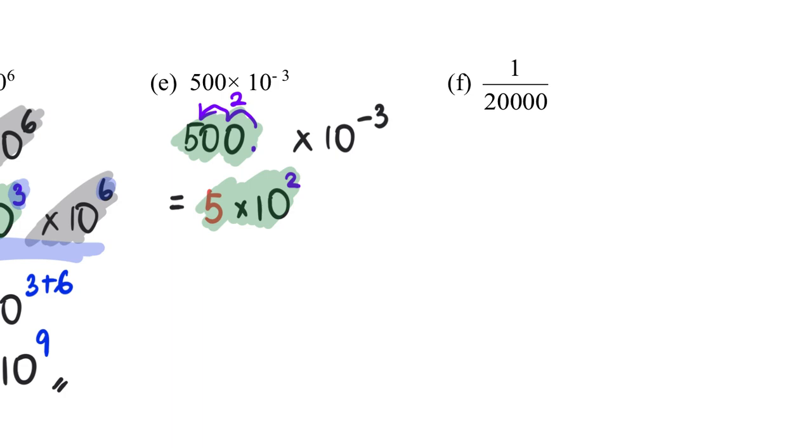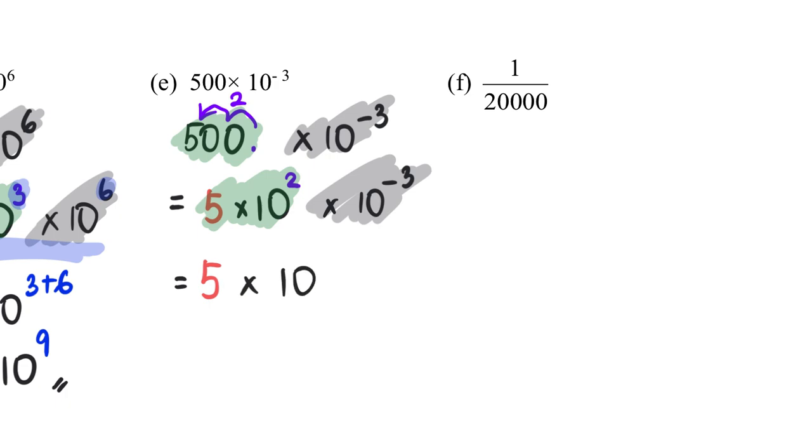And not forgetting my 10 to the power of negative 3. And finally, 5 times 10. Have to simplify the 10. Base 10, same. And when I multiply, so it will be 2 plus negative 3. Final answer, 5 times 10 to the power of negative 1.